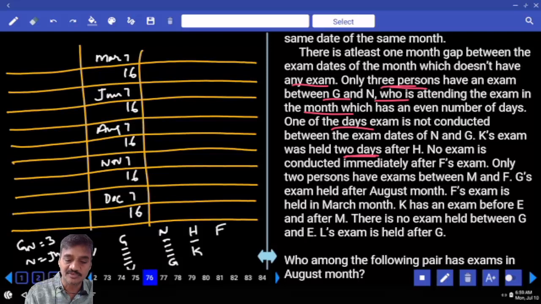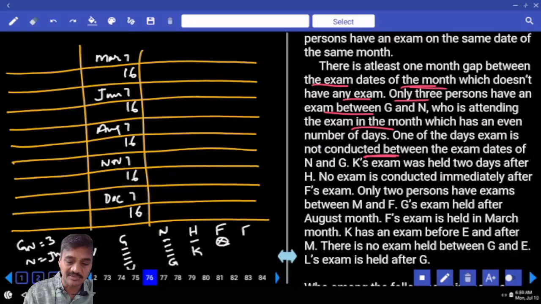Immediately after F, what happens here? There is no examination immediately after F. The next one: only 2 persons between M and F. Now in between M and F, how many persons are there? 2 persons. M and F, there are exactly 2 persons in between.